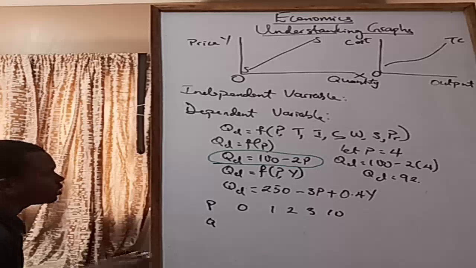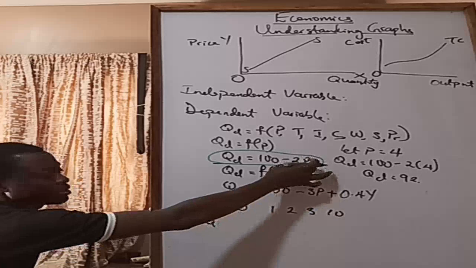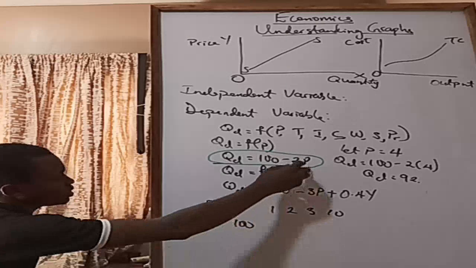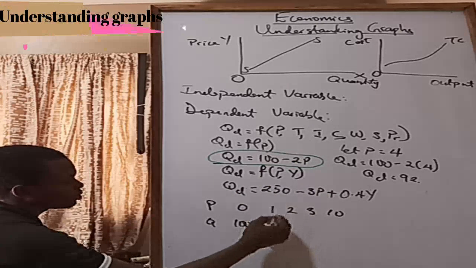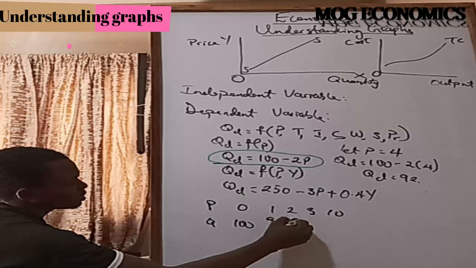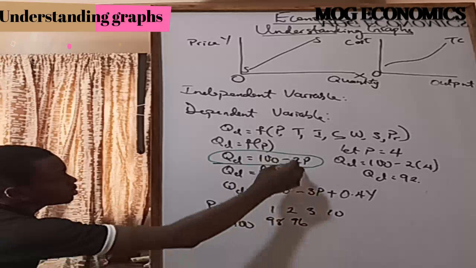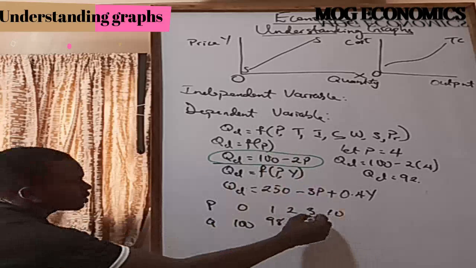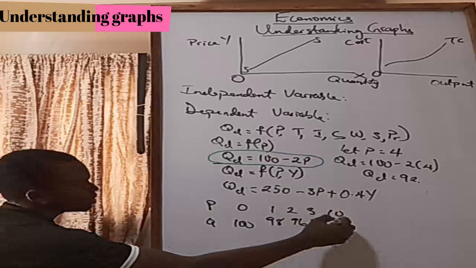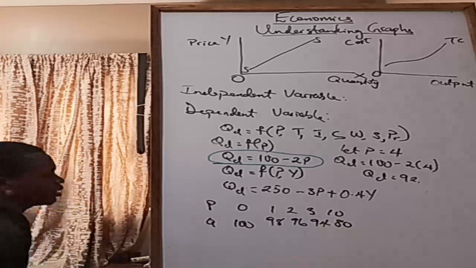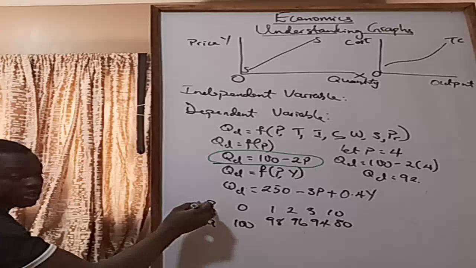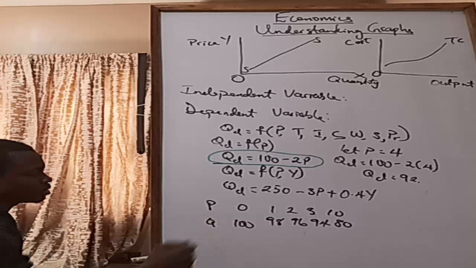Okay, so if you work with that, when P is 0, just put 0 here. When P is 0, 2 times 0 is 0, then Q is going to be 100. When P is 1, Q is going to be 100 minus 2, that's 98. When P is 2, this is 4, this will give us 96. When P is 3, 2 times 3 is 6, 100 minus 6, that's 94. And then when P is 10, 2 times 10 is 20, 100 minus 20 is 80. Yeah, so this, like I said, is the independent variable, and then this is the dependent variable.